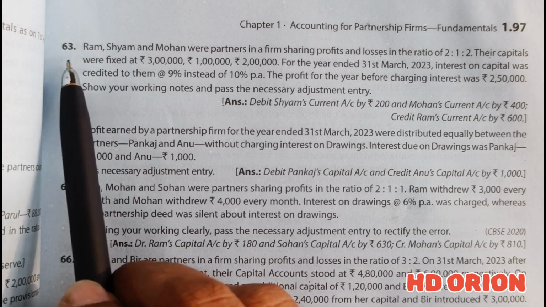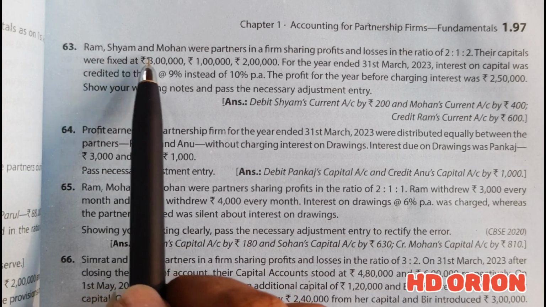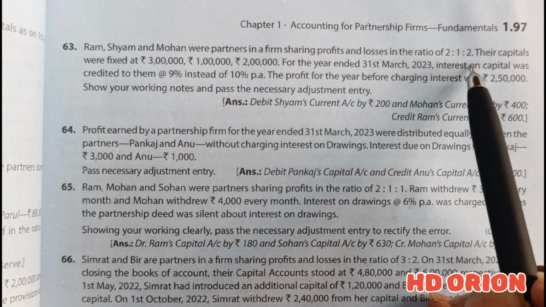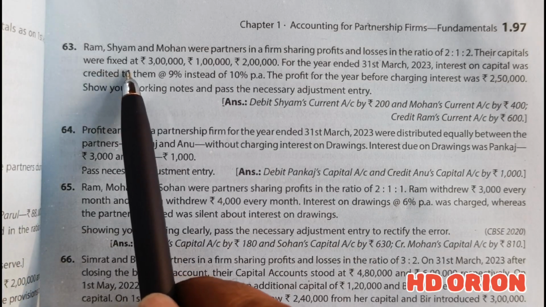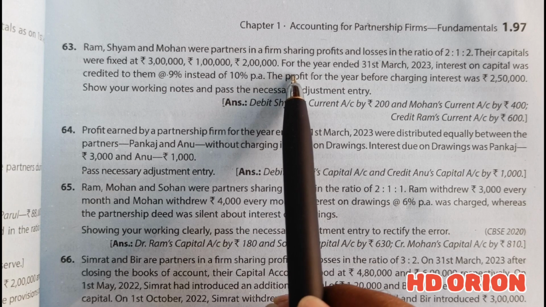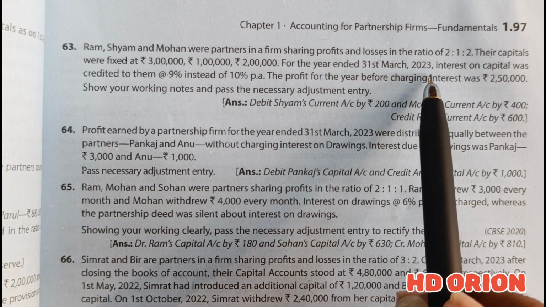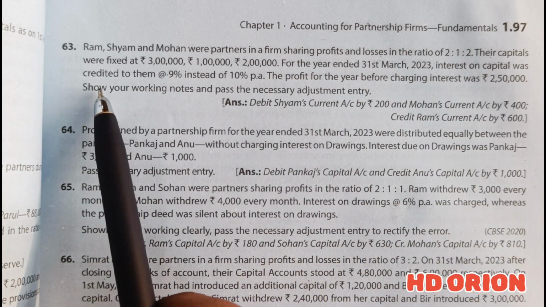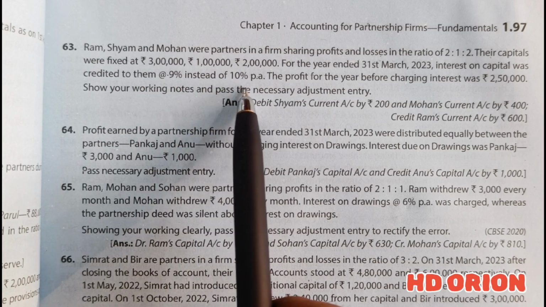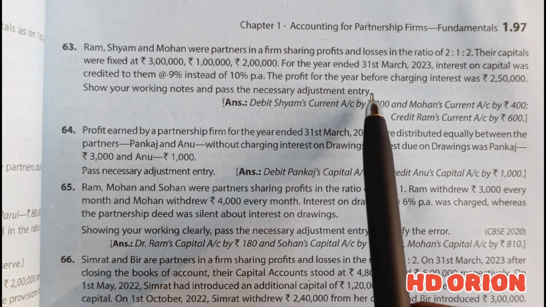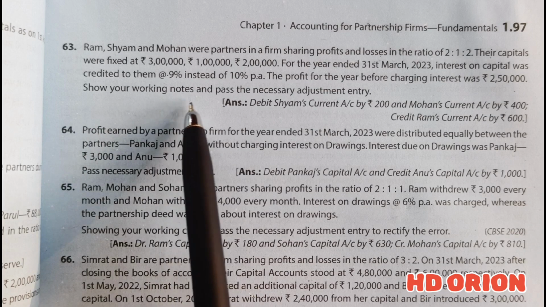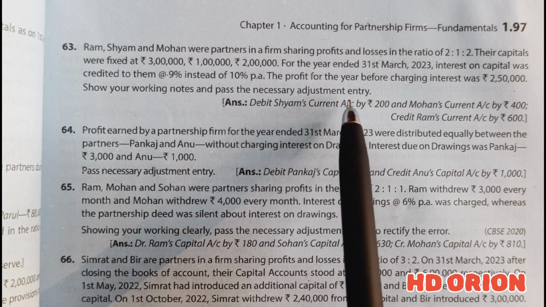Now let us see question number 63. Ram, Shyam and Mohan were partners in a firm sharing profits and losses in the ratio of 2:1:2. Their capitals were fixed at rupees 3 lakh, rupees 1 lakh and rupees 2 lakh. For the year ended 31st March 2023, interest on capital was credited to them at the rate of 9% instead of 10% per annum. The profit for the year before charging interest was rupees 2,50,000. Show your working notes and pass the necessary adjustment entry.